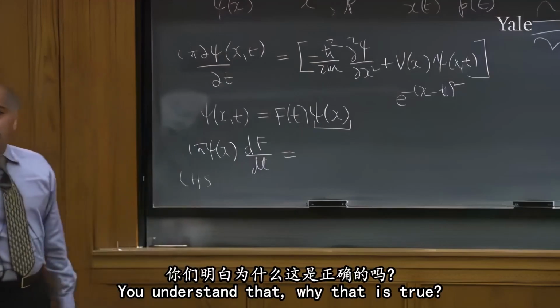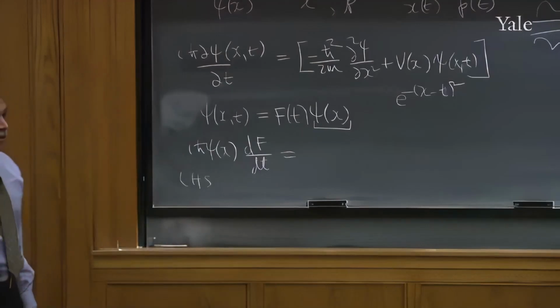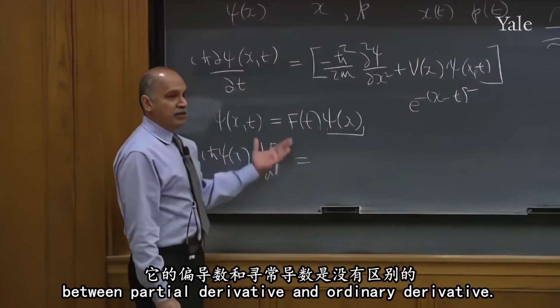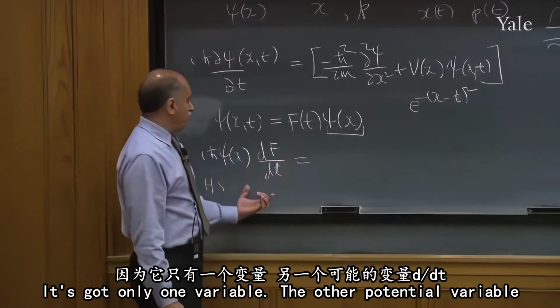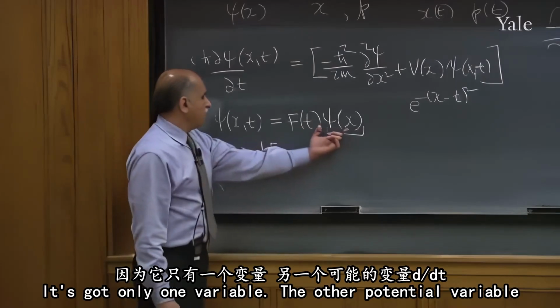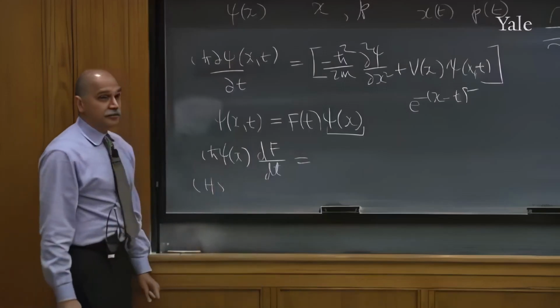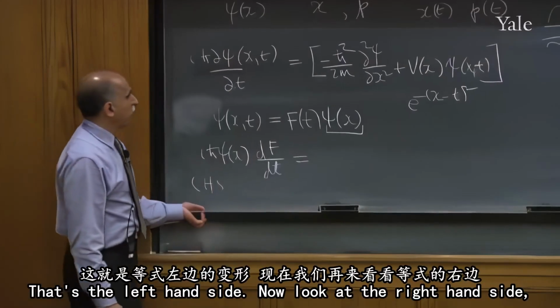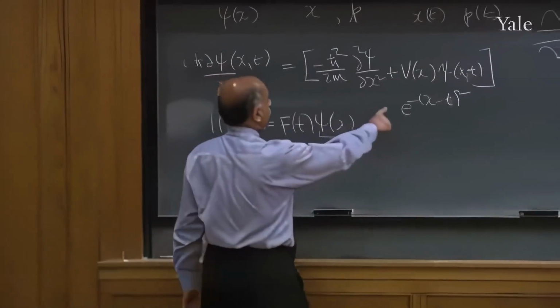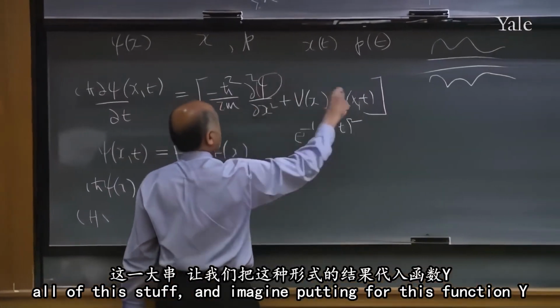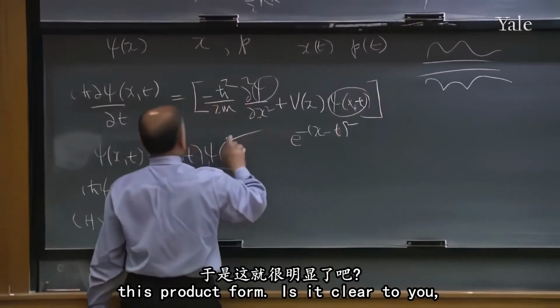You understand that? Why that is true? Because on a function only of time, there's no difference between partial derivative and ordinary derivative. It's got only one variable. The other potential variable, this d by dt doesn't care about, so it's just standing there. That's the left-hand side. Now look at the right-hand side, all of this stuff, and imagine putting for this function psi this product form.